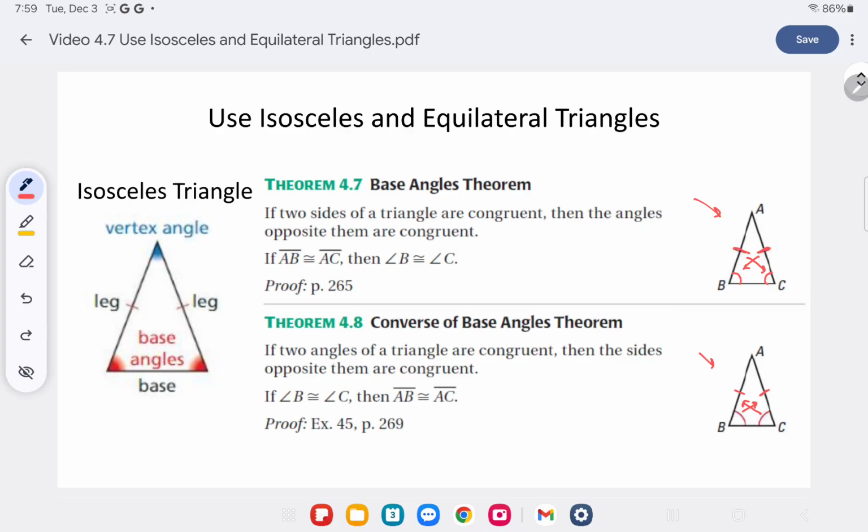When we're talking about isosceles triangles, we call the two sides that are congruent to each other the legs of the triangle. And then the side that is not congruent to the other two is called the base. So the angles that are congruent to each other are sometimes referred to as the base angles. And then the one angle that is not congruent is referred to as the vertex angle. So if you hear me use those words, that's the definition of each one of those parts of an isosceles triangle.